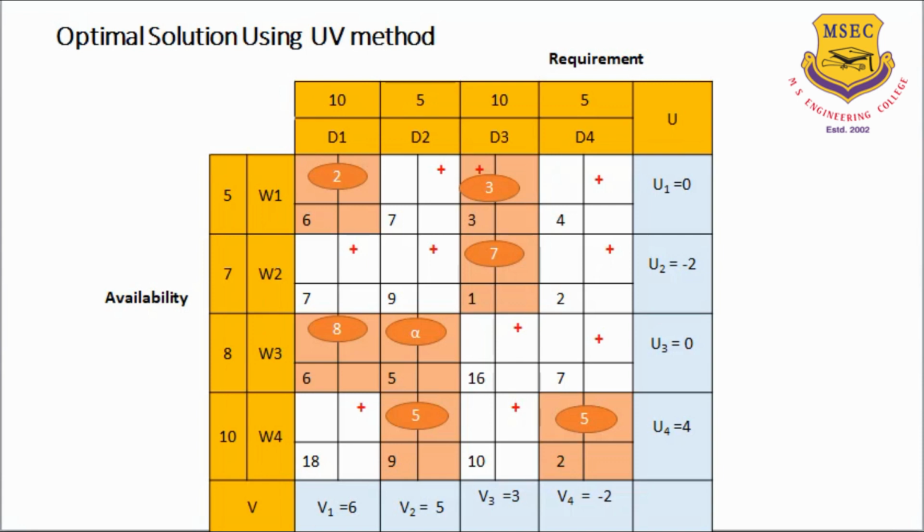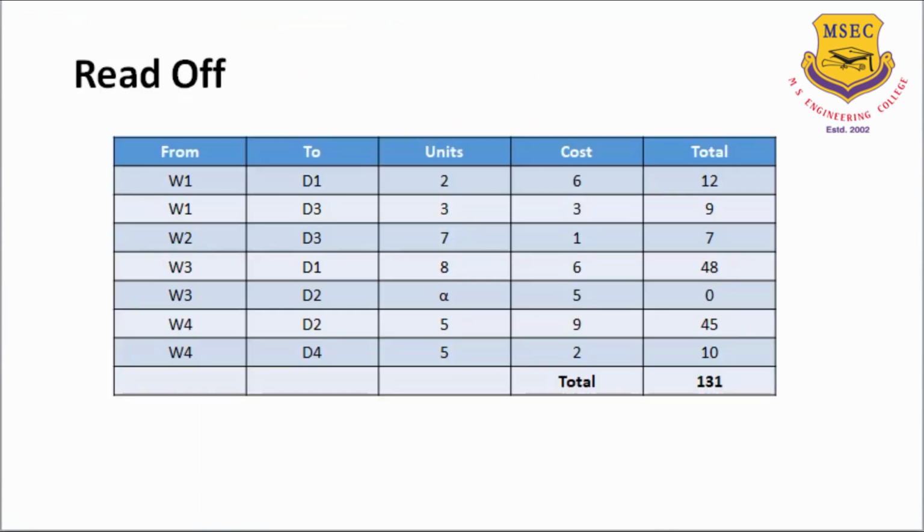For the first cell it is 2 units into 6, the cost of transportation per unit, so it will be 2 into 6. For W1 to D3, it is 3 units into 3 rupees, so 9. For W2 to D3, it is 7 into 1. W3 to D1 is 8 into 6. W3 to D2 is alpha into 5. W4 to D2 is 5 into 9. W4 to D4 is 5 into 2. The same values are recorded in this particular matrix or table. So we find that the total cost of transportation is 131 units.